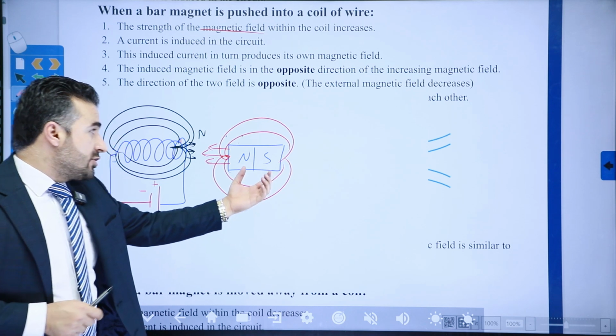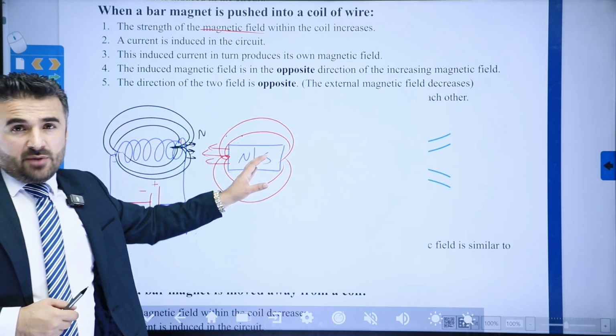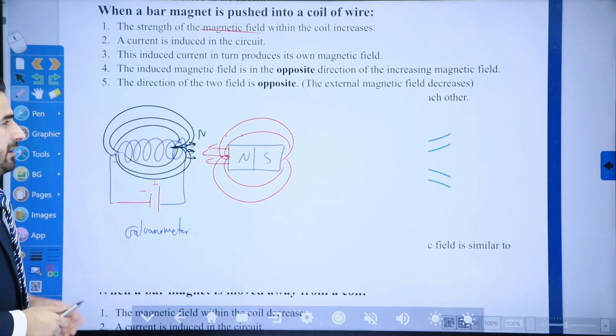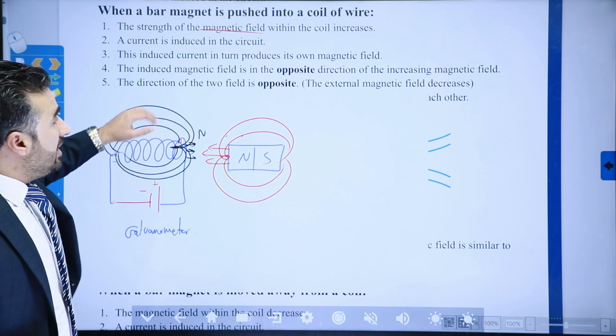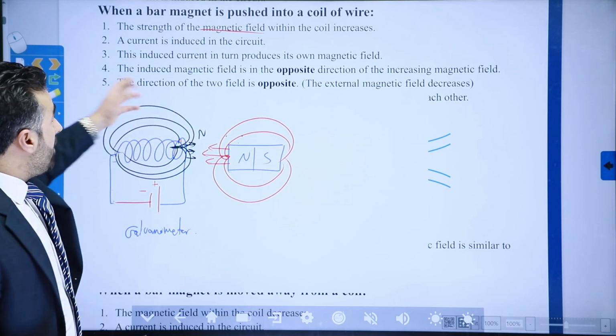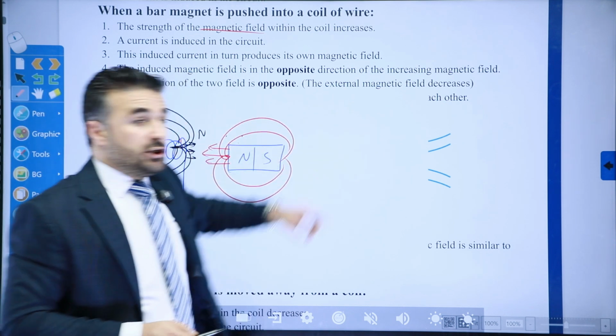Because these magnetic field lines are trying to get closer, there's a change, and this one tries to stop it from getting closer or increasing further. The induced magnetic field, we said, is in the opposite direction of that, so the direction of the two fields is opposite. The external field decreases.